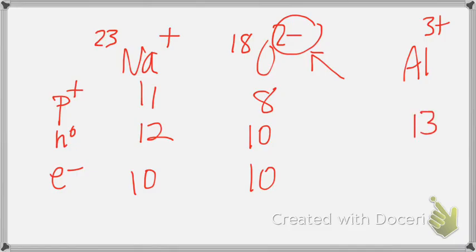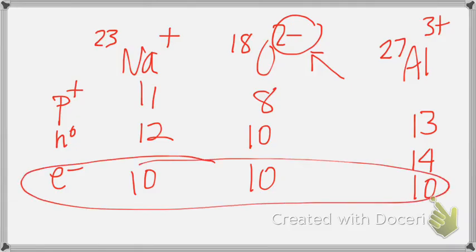13. Let's say we're going to do 20. We're going to do 27. So 14. And how many? 10. Yeah, 10. Now, here's what's weird. All of these have 10 electrons.